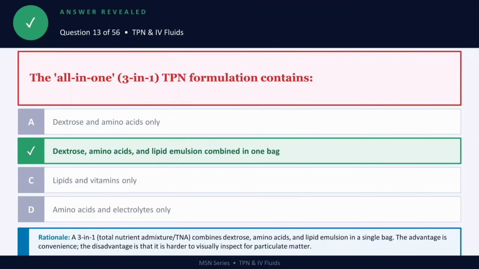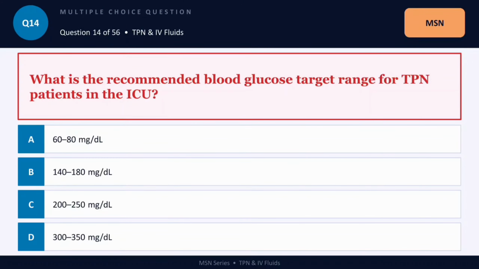Dextrose, amino acids and lipid emulsions combined in one bag. Rationale. 3-in-1 combines dextrose, amino acid and lipid emulsions in a single bag. The advantage is convenience. The disadvantage is that it is harder to visually inspect for particulate matters. Question number 14. What is the recommended blood glucose target range for TPN patient in ICU?